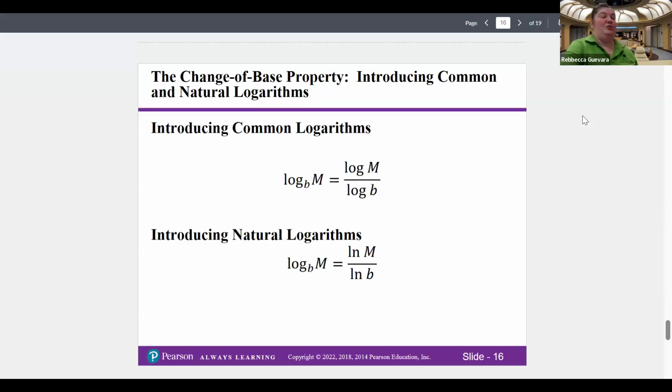So I already introduced this with a common log, but essentially if I have any base, I can model it with common logs by just taking log base b of m and doing log of m divided by log of b. If I want to convert into natural logs, I can change log base b of m to base e, which is natural log of m divided by natural log of b. Always remember, your old base goes in the bottom.